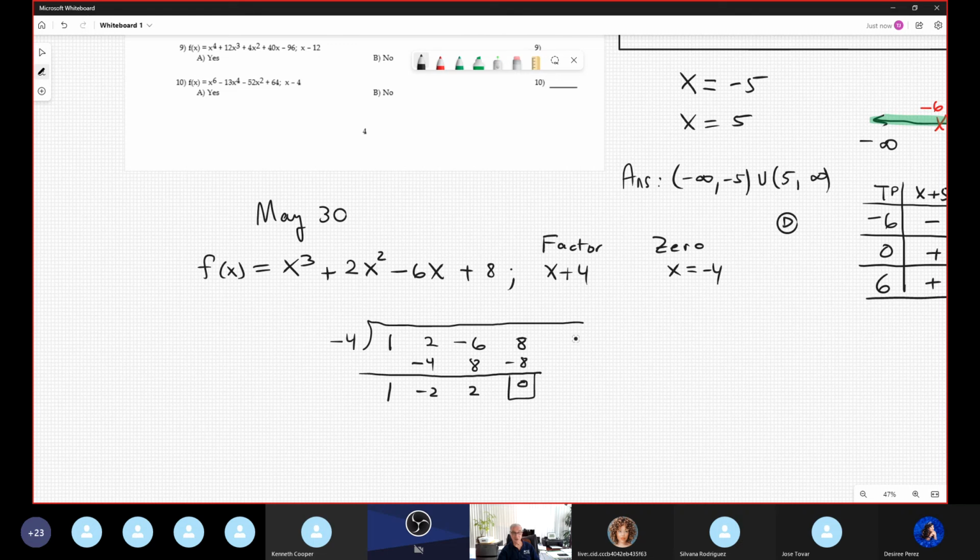But according to the factor theorem, when you perform the synthetic division and you get 0 here, it's because the factor x plus 4 belongs to the polynomial. I don't know the rest. I don't care about the rest. The answer to this question is yes. You prove mathematically that the factor x plus 4 belongs to this polynomial. End of the story.